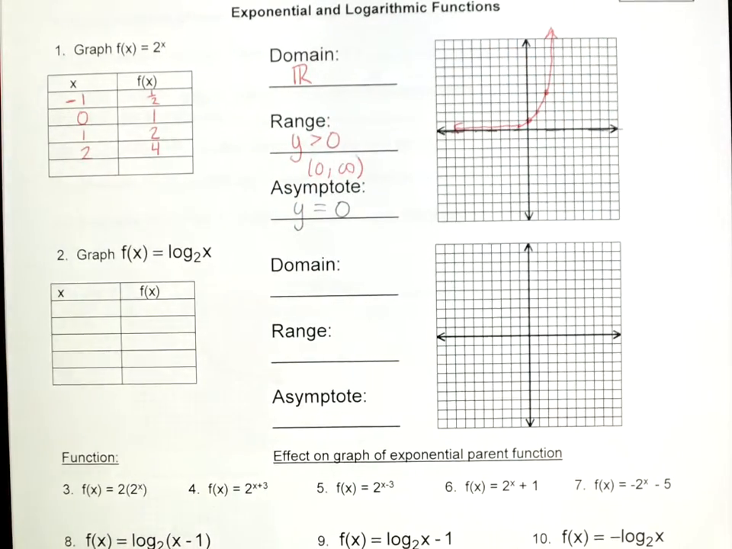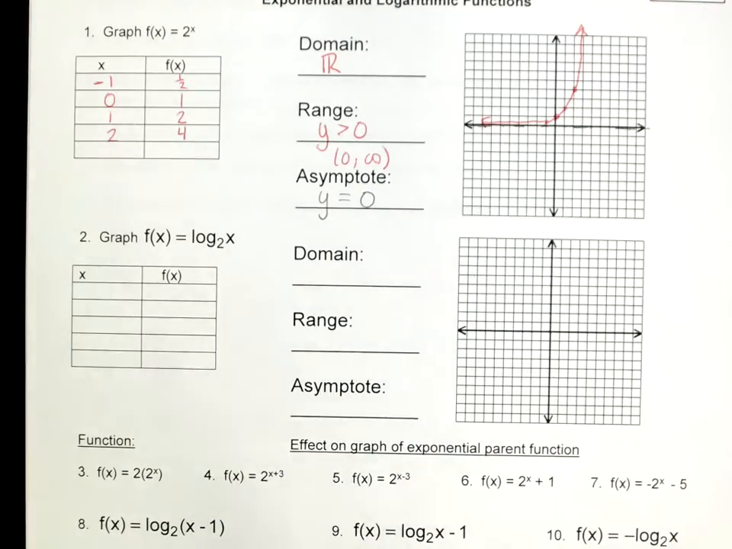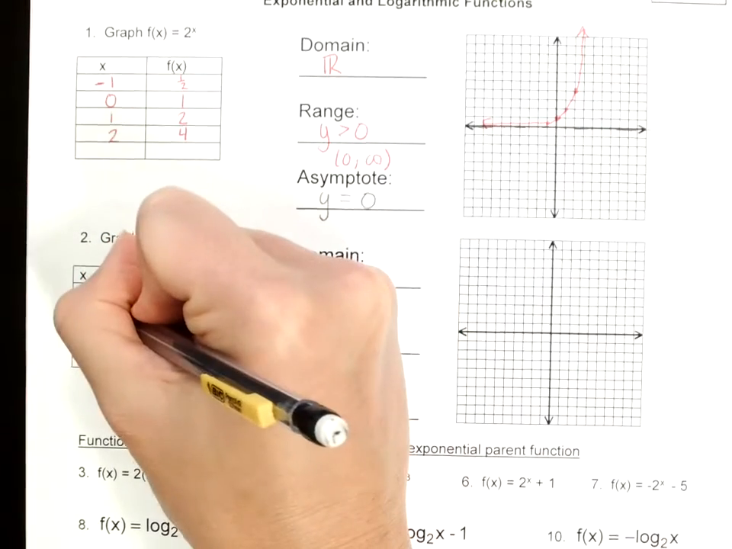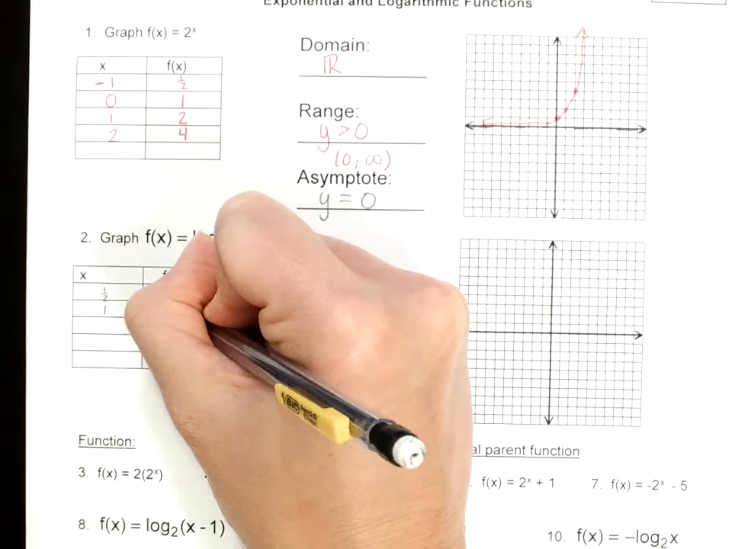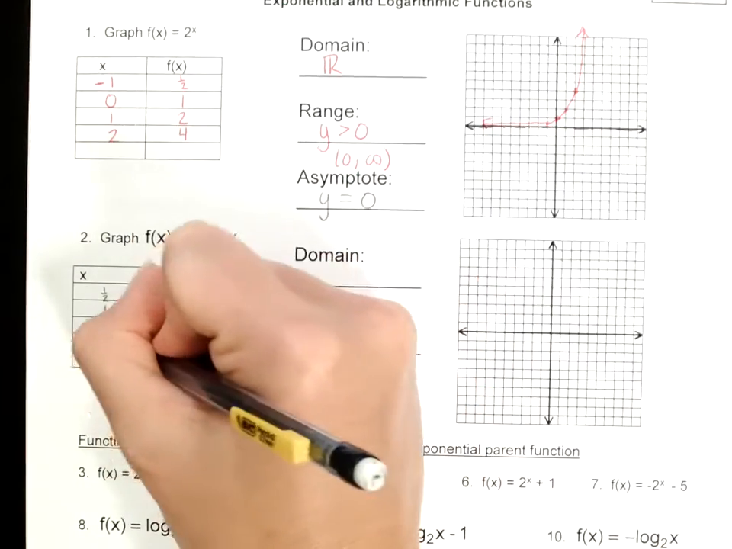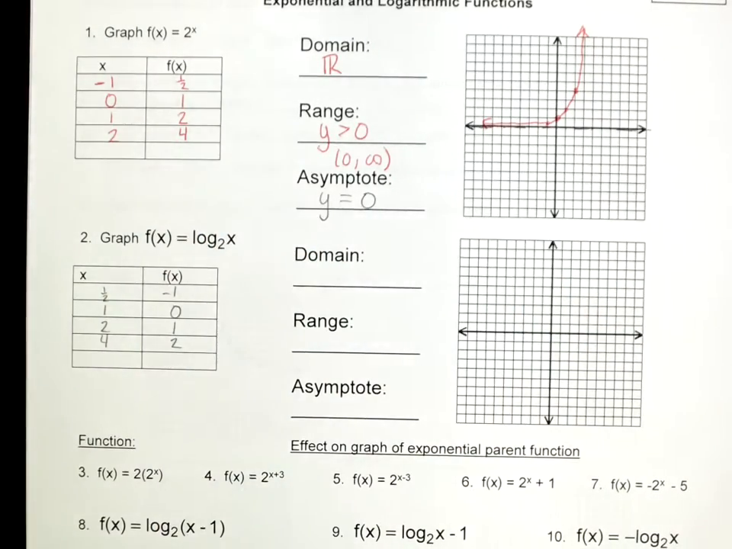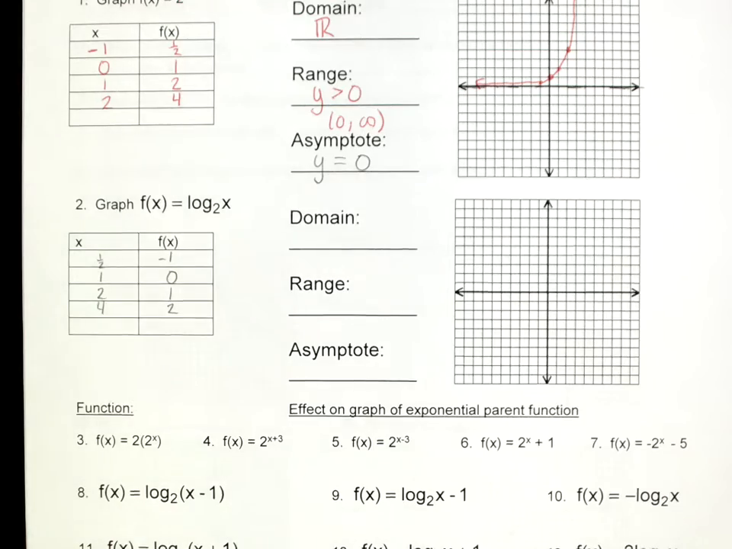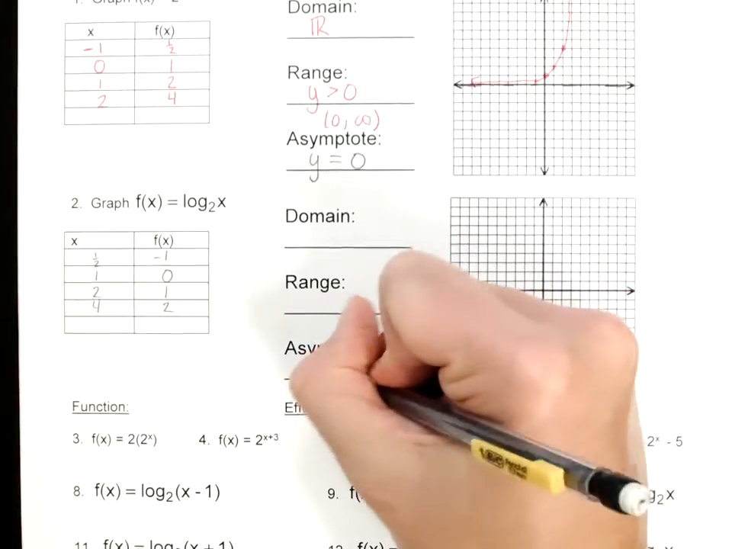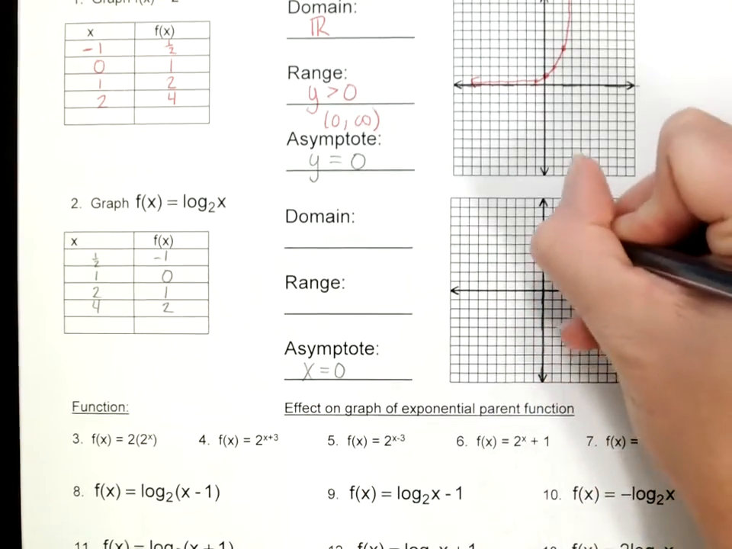For our logarithmic function, remember that these are inverses of each other. So our points for this one are just the opposite: (1/2, -1), (1, 0), (2, 1), (4, 2). Again, this one has an asymptote. If this one's at y equals 0, this one's going to be at x equals 0. We have a vertical line here that your graph is never going to cross.